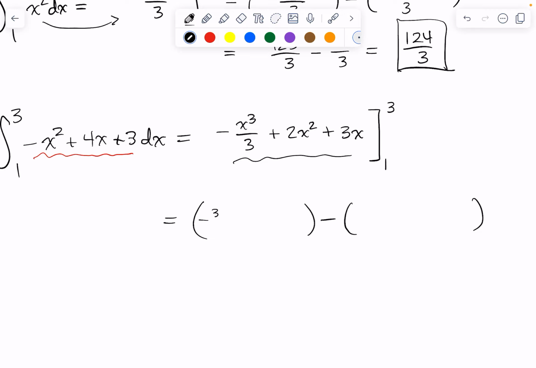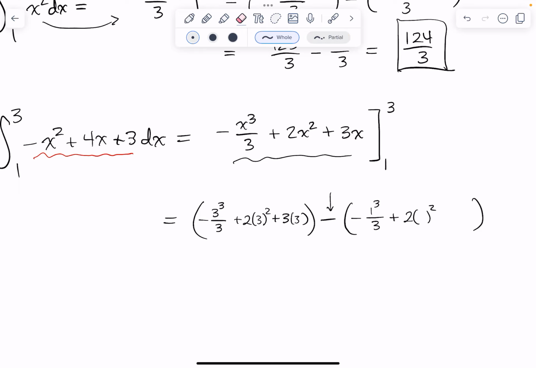We get negative 3 cubed over 3 plus 2 times 3 squared plus 3 times 3. Now we plug in the 1 minus, right? So we got 2 minuses here. I'm telling you guys, that is the biggest mistake people make. I mean, it is so simple to forget that there is a minus already here. And then you might have another one right there. Anyway. Oh, sorry, I plugged in 3. What am I doing? I'm plugging in 1 right now. All right, 2 times 1 squared plus 3 times 1.